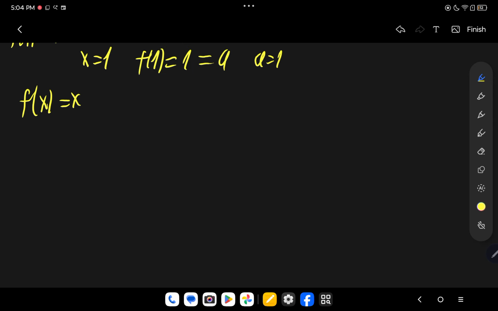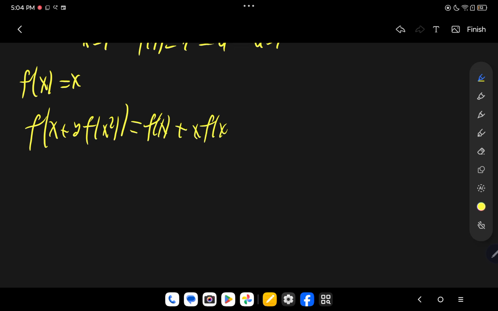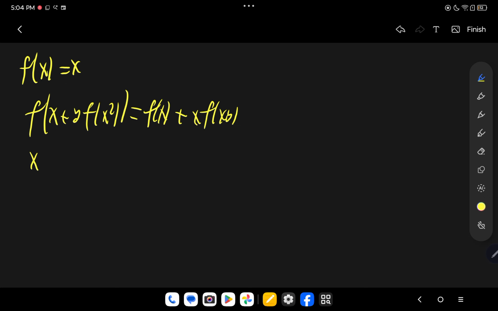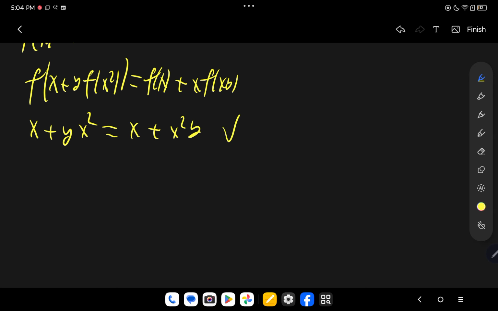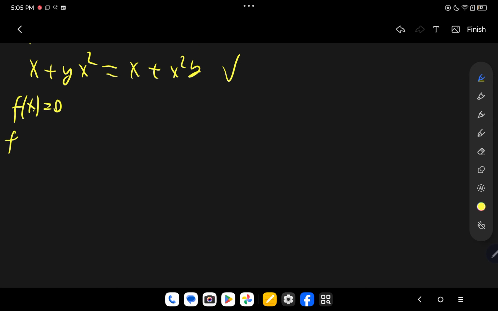And we have to check if this is a solution, so we don't lose any points. The original equation was like this. And after checking, we get (x plus y) x squared is equal to x plus x squared y, which is true. So we get two solutions. Either f(x) is equal to 0 or f(x) is equal to x.